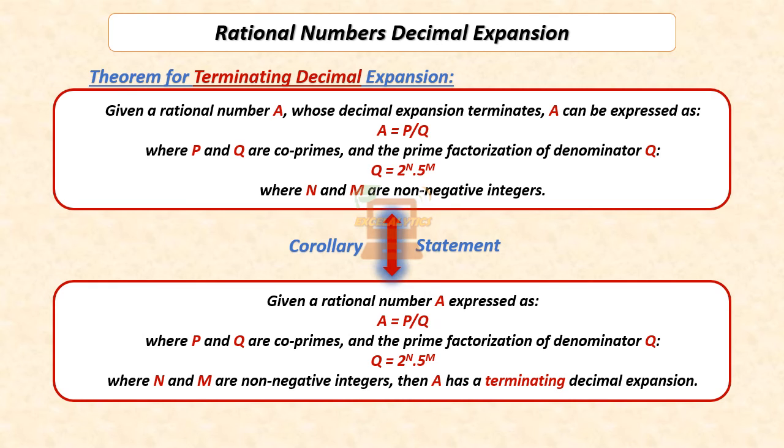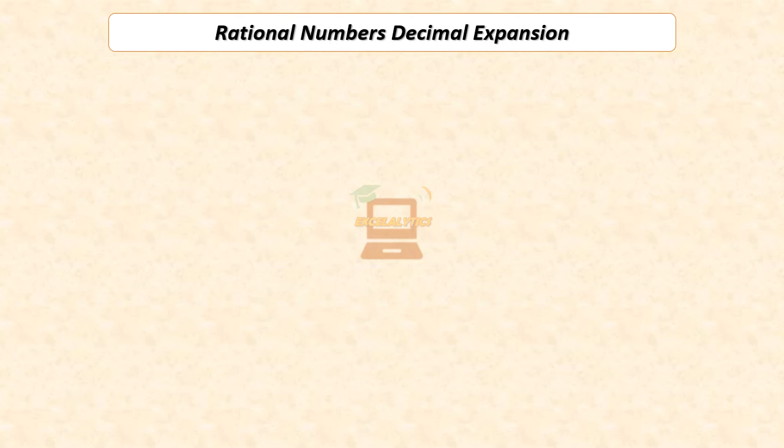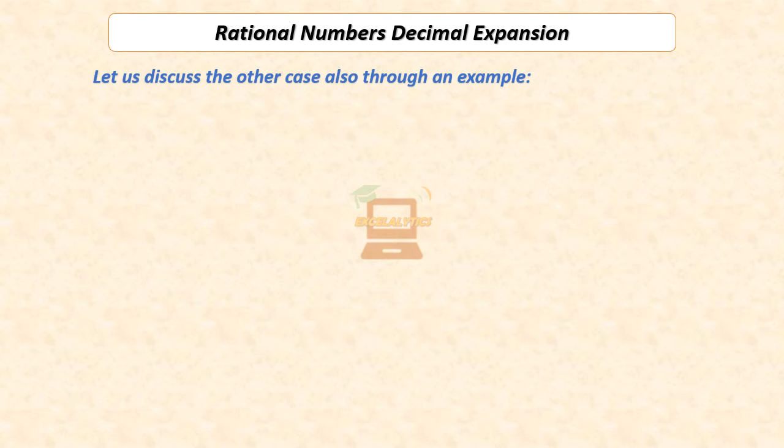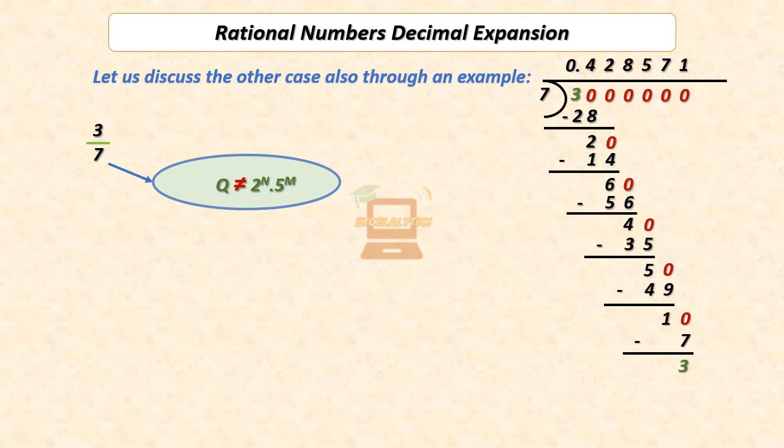It must be bothering you now, do we have a theorem to identify when the decimal expansion goes non-terminating recurring? Once again, let us arrive at that identification through an example. Consider the rational number 3 by 7. Note that the denominator 7 is clearly not of the form 2 to the power n times 5 to the power m. By long division, you will see that remainders are 2, 6, 4, 5, 1, 3 and so on.